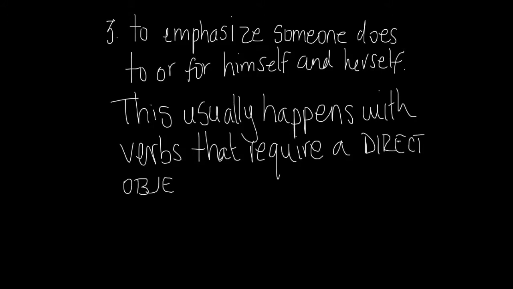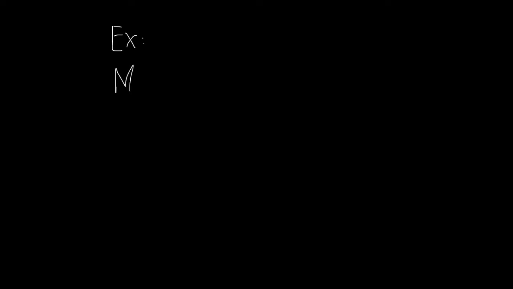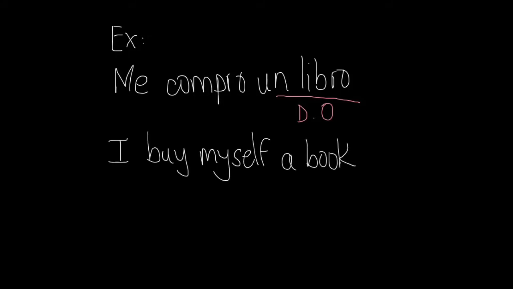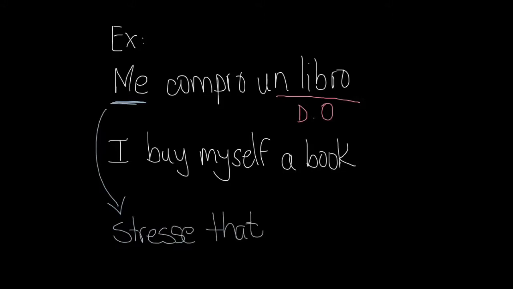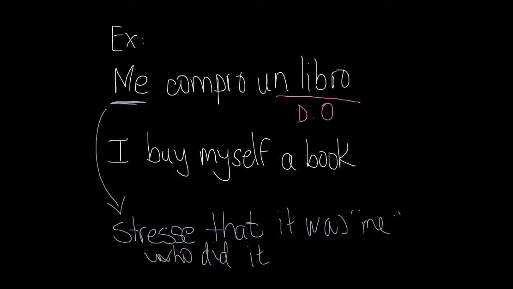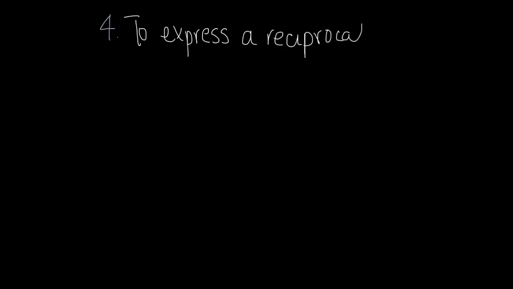So, for example, let's take a look at the sentence. Me compro un libro. So notice that the direct object will be un libro, and this basically means I buy myself a book. So I use the reflexive pronoun me to stress that it was me who bought that book and that I did it for myself.